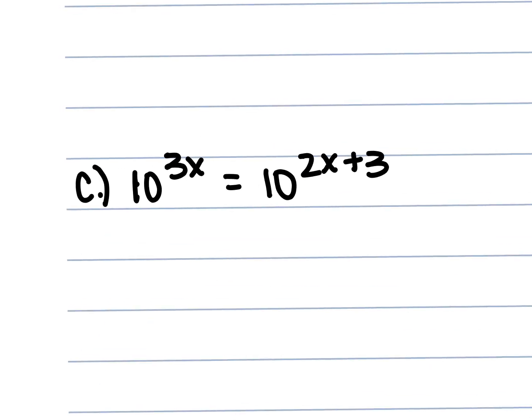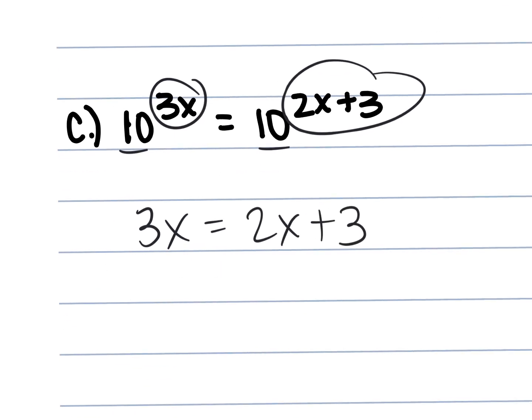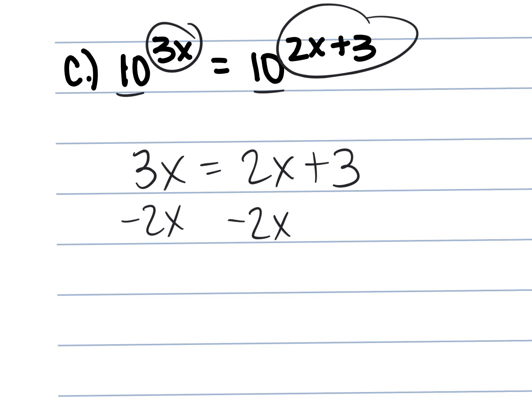10 to the 3x equals 10 to the 2x plus 3. Kira, go for it. Good. Which will be 3x equals 2x plus 3. Good. And then you can add 2x to the other side. Ooh. Or subtract it. Subtract it. Very good. Why am I going to subtract it, Kira? Because it's already positive. Excellent. It's a positive 2x. Okay, what do I do after that? You can get x equals 3. Very good. X equals 3.